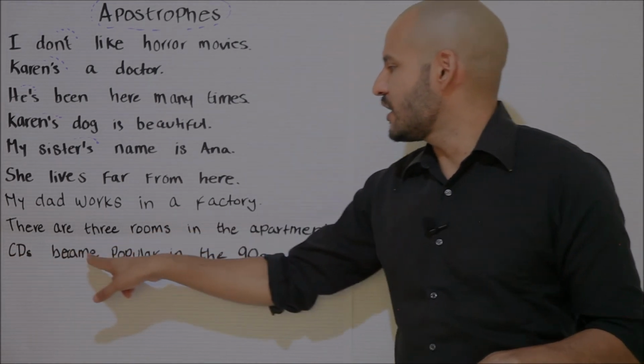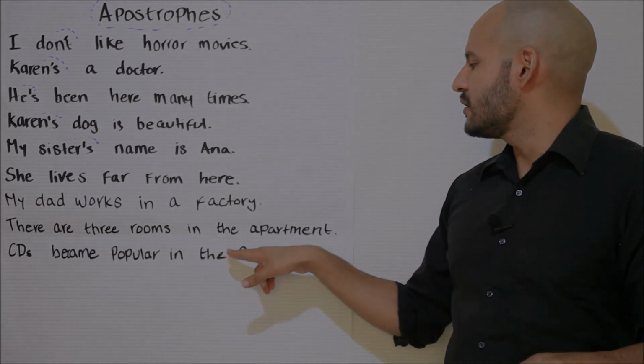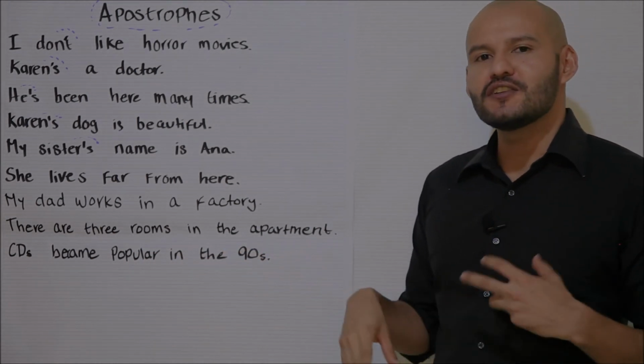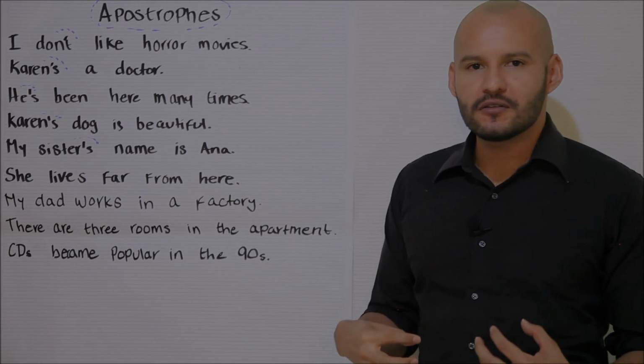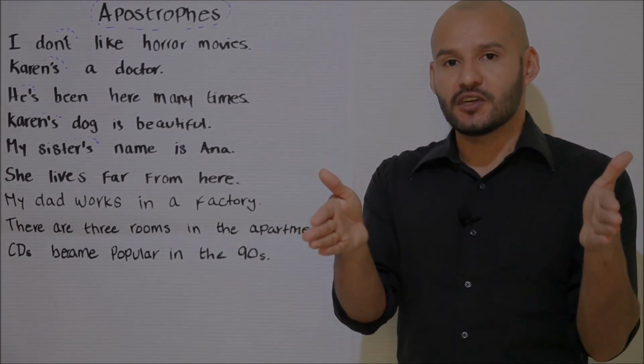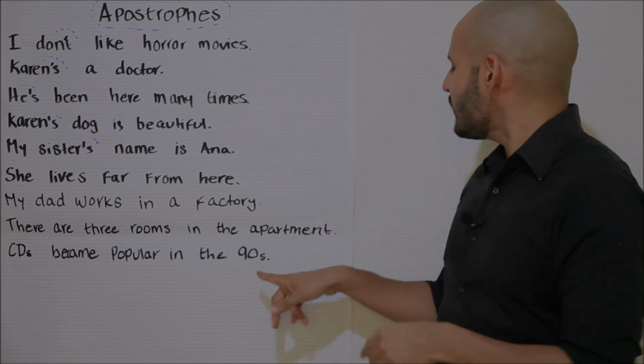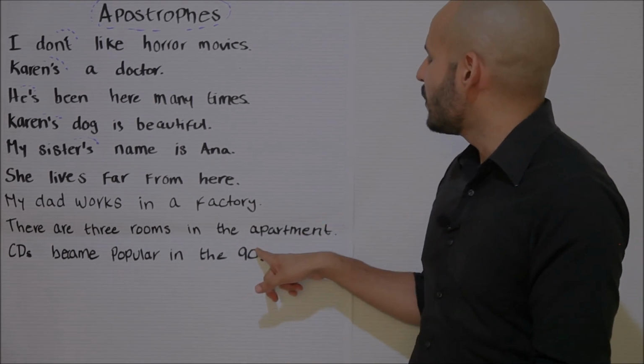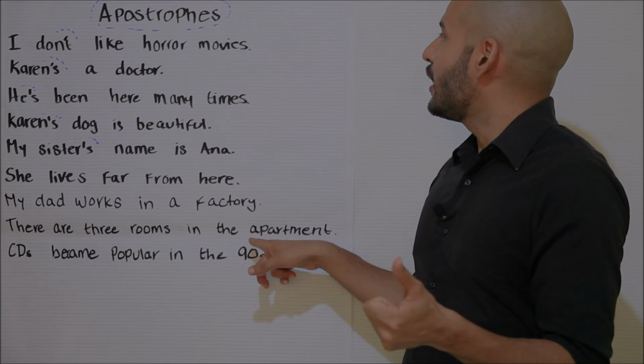So for example, CDs became popular in the 90s. And again, pay attention to 90s. There is no apostrophe in 90s or 80s or 70s to refer to a particular time period. So we have the S, but there is no apostrophe.